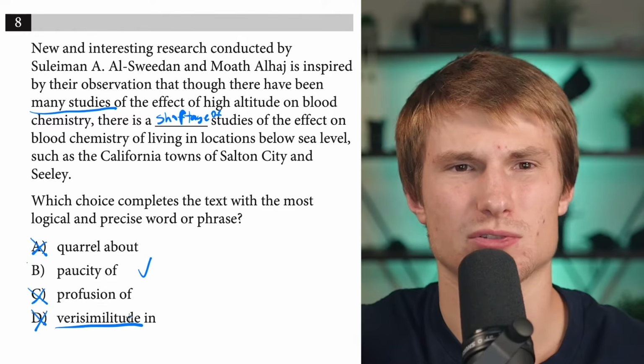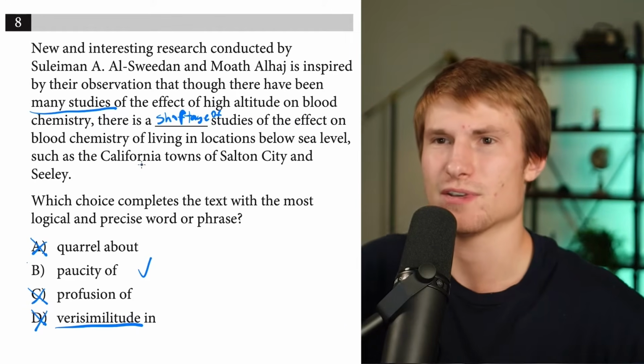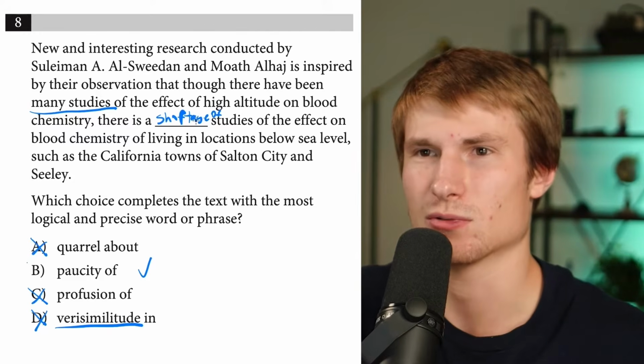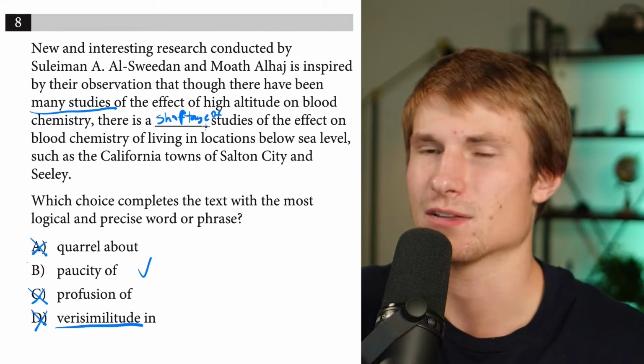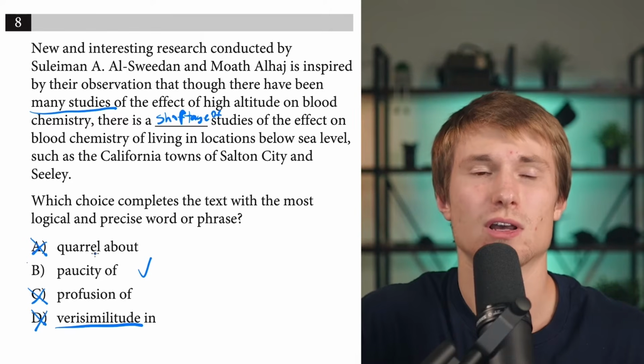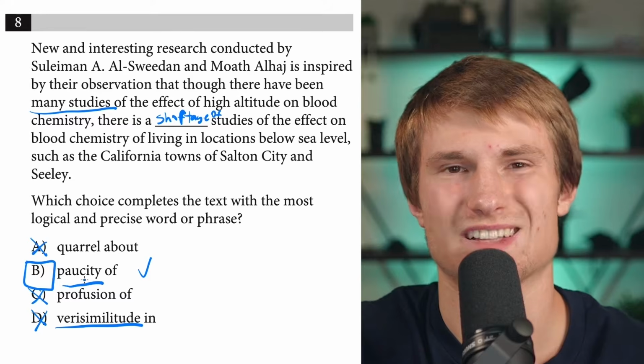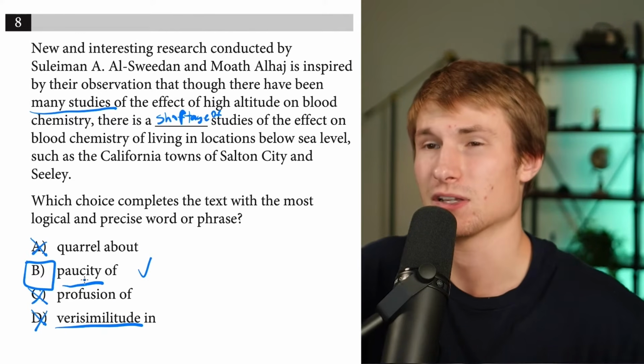Okay, verisimilitude would essentially mean to sort of make something appear real, which is obviously not even close to what we're dealing with here. We just need something that represents that there's a shortage of studies on the effect of blood chemistry of living in locations below sea level. We know that the best way to show that is with answer choice B, which essentially shows that there is a lack of studies of the effect of blood chemistry of living in locations below sea level.